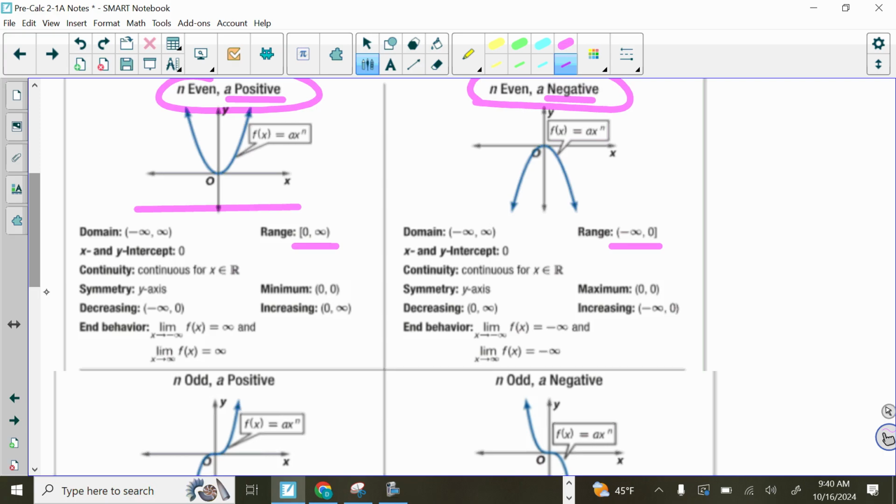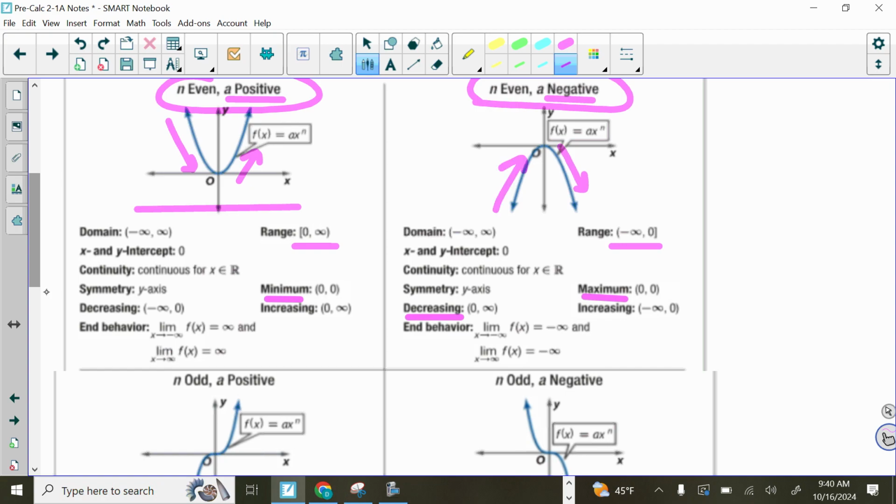In the first case here, we've got a minimum because it's upward facing. We've got a maximum on the other side because it's downward facing. And we keep going. We can talk about decreasing and increasing behavior as well. There's decreasing here from negative infinity to 0, and then increasing from 0 to infinity. Just the opposite here. We're decreasing from 0 to infinity here. We're increasing from negative infinity to 0 there.